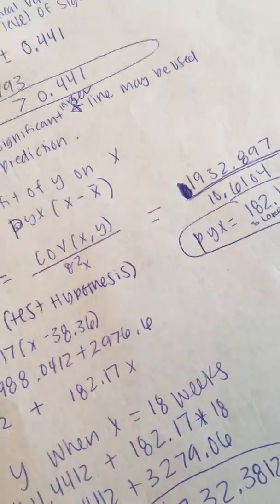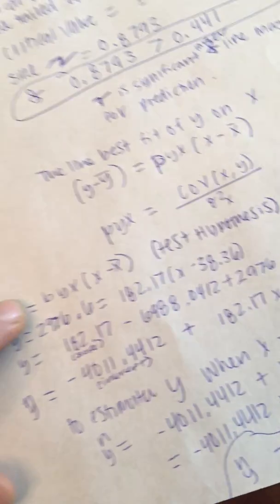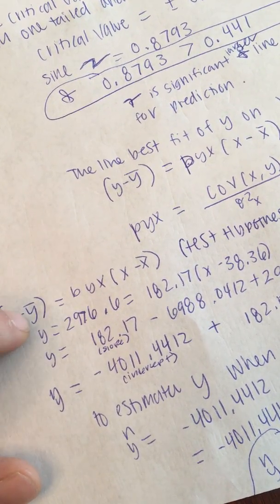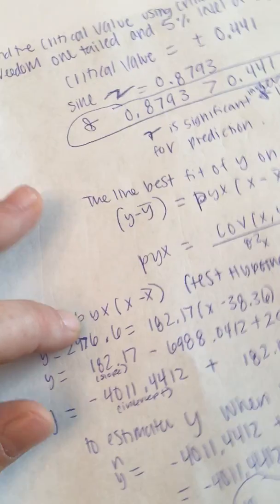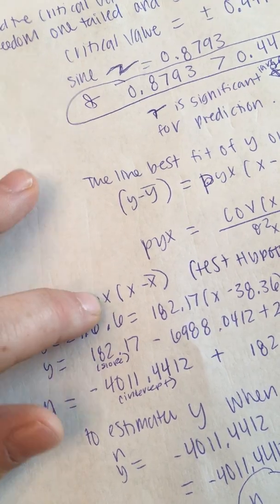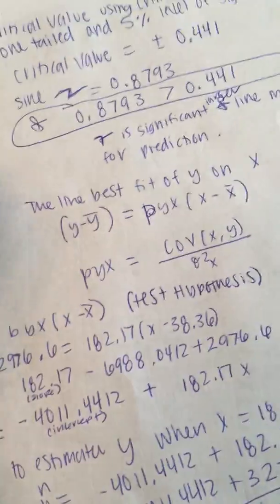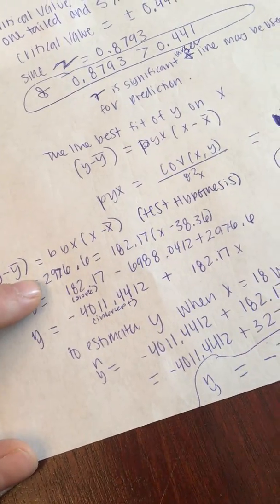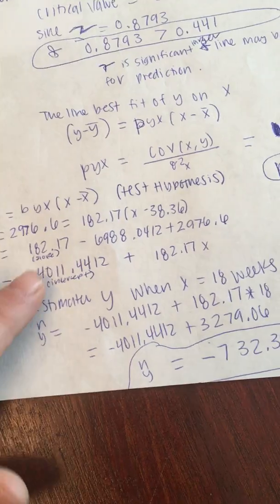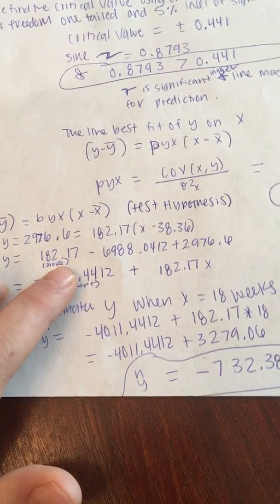And then to test the hypothesis, we have to use this equation here. Y minus the mean of y equals b times x minus the mean of x. So we need to test that. We need to find b, basically. And how we're going to do that is we're going to punch in the numbers that we were able to find. So we basically want to use our slope, and we just punch it in here.